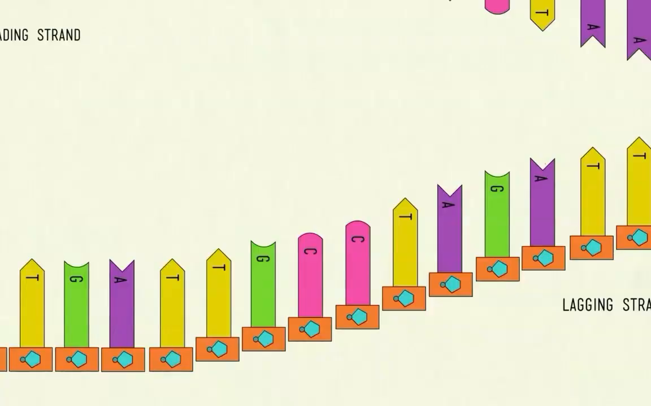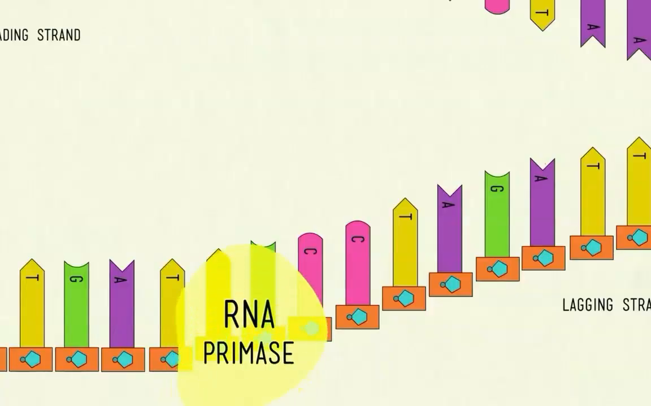Copying the lagging, or scumbag strand is, well, he's a freaking scumbag. This is because DNA polymerase can only copy strands in the 5' to 3' direction, and the lagging strand is 3' to 5'. So DNA polymerase can only add new nucleotides to the free 3' end of a primer, so maybe the real scumbag here is the DNA polymerase. Since the lagging strand runs in the opposite direction, it has to be copied in a series of segments.